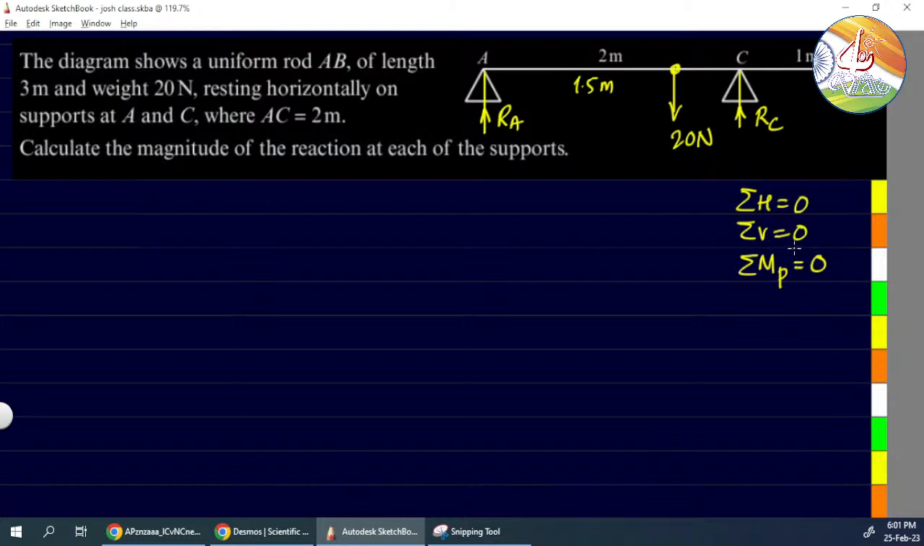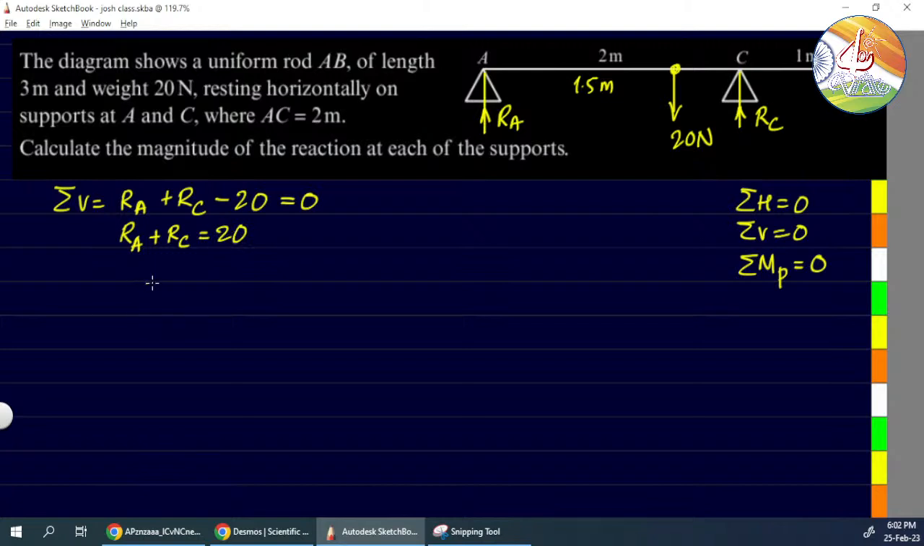So now using these diagrams and formulae, we have to find the reactions RA and RC. First, there are no horizontal components, so let us start with vertical components. RA is acting upwards, RC is acting upwards, and 20 is acting downwards. There are no other forces, so this total should be 0. That means RA plus RC equals 20.